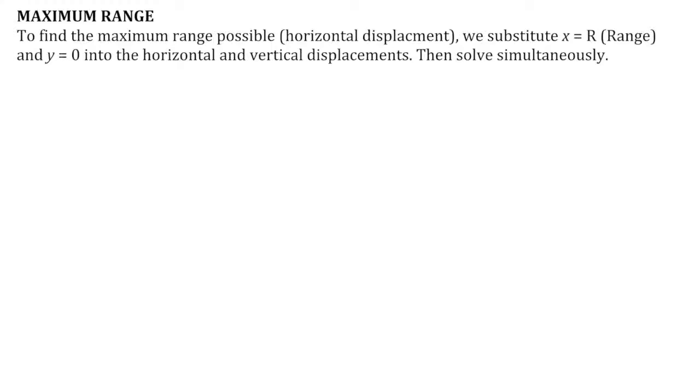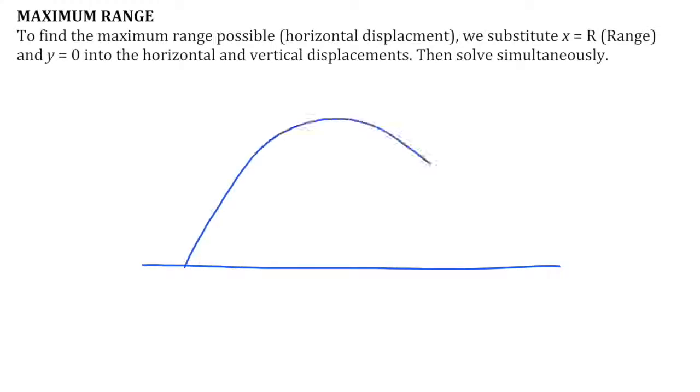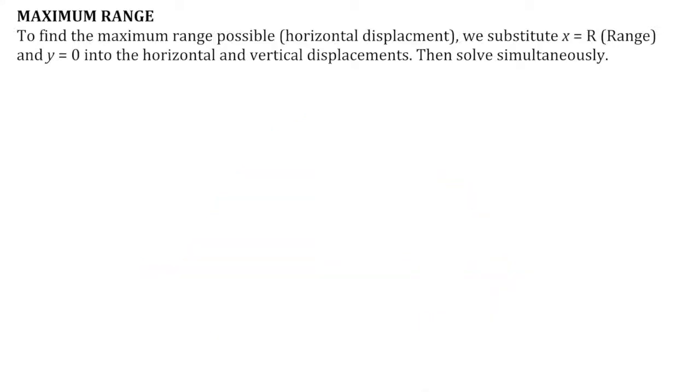So now we're going to talk about maximum range, and that maximum range just talks about how far your projectile carries. So here's the ground, you shoot your projectile off, and the maximum range is the distance that it travels, and we need to find out that particular value. So how do we do that? Well, what we do is we do the horizontal displacement x equals, and we're going to call x r for range, and y 0.